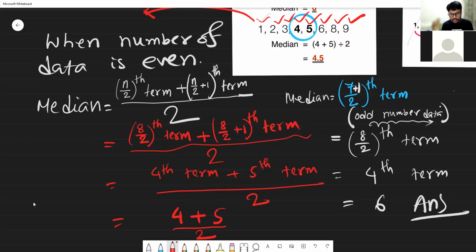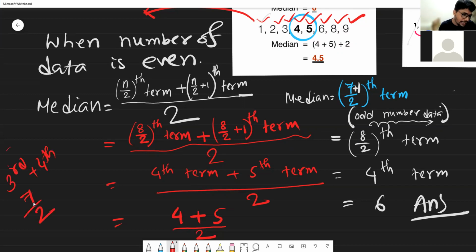So sometimes students make mistakes. They add here 4 plus 5. No, here randomly the values happen to look similar, but it could be that the fourth number data is 20 and the fifth number data is 25. But this is called the fourth number term. Clear? Yes. So sometimes students make mistakes. Suppose the second data, the third data plus the fourth data, they write here 7 divided by 2.